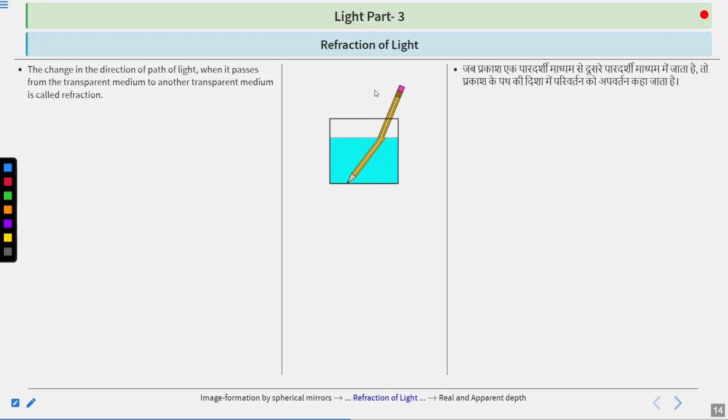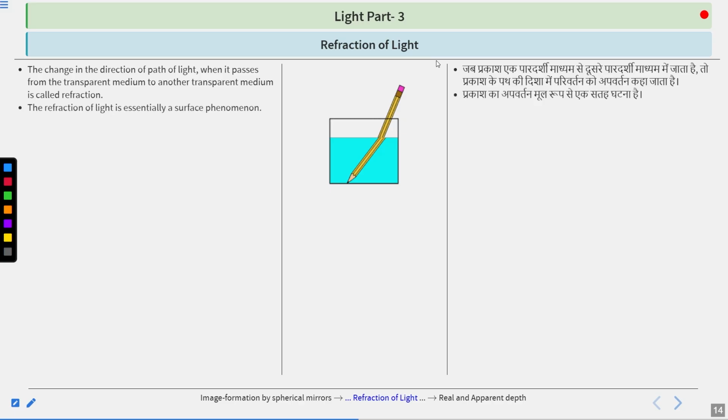Now, after this, let's talk about the refraction of light. Basically, the change in the direction of the path of light when it passes from one transparent medium to another transparent medium is what we call refraction. Here both the mediums are transparent, so this phenomenon can be observed easily. If either of them is translucent or opaque, then we will not be able to observe this phenomenon.